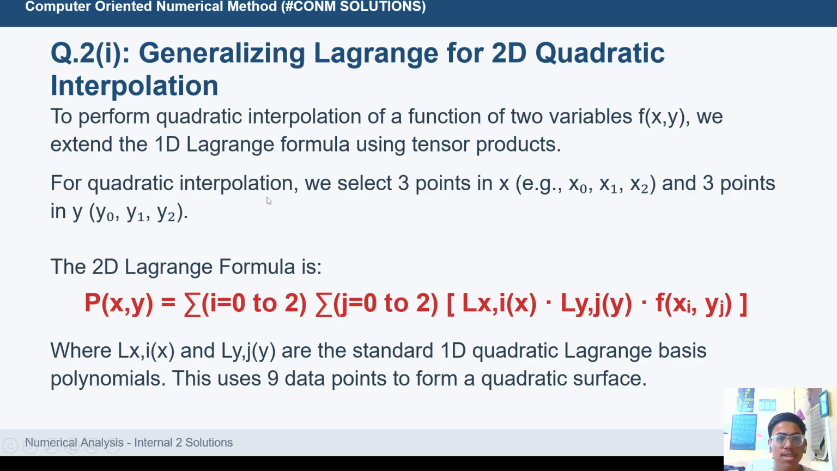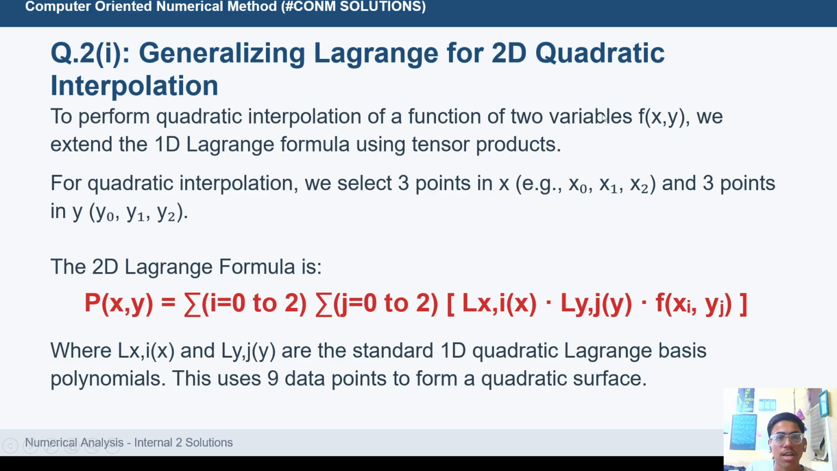So assuming that we select 3 points in x, example x0, x1, x2, and 3 points in y, assuming y0, y1, y2, the 2D Lagrange formula will come out to be sigma i equal to 0 to 2, sigma j equal to 0 to 2, Lx of i into Ly of j into f of xi comma yj. So this is the 2D Lagrange formula that comes after extending the 1D Lagrange formula using tensor products. Here Lx of i and Ly of j are standard 1D quadratic Lagrange basis functions. This uses 9 data points to form a quadratic surface.